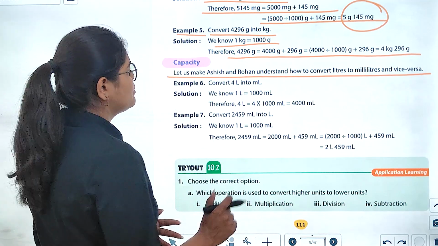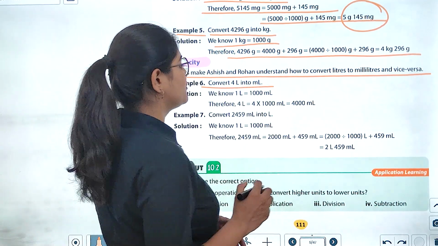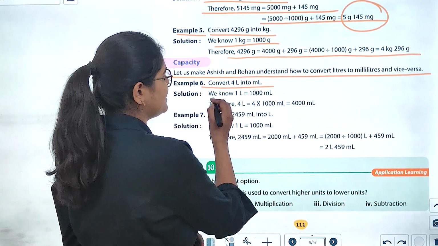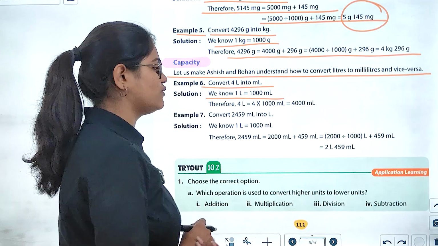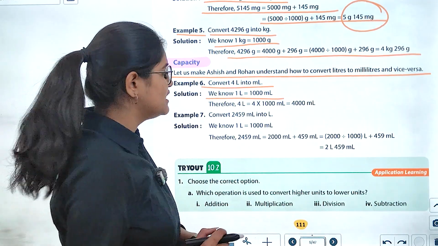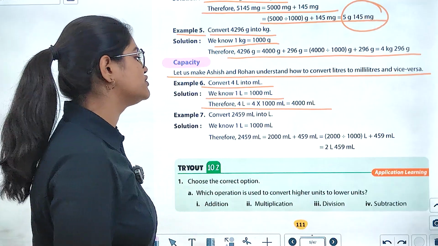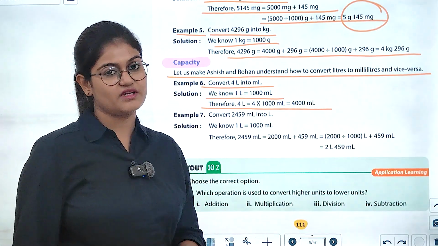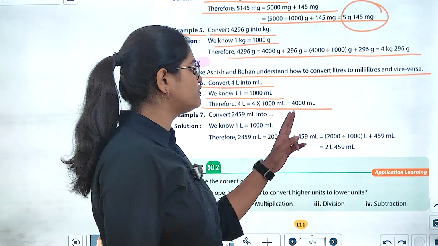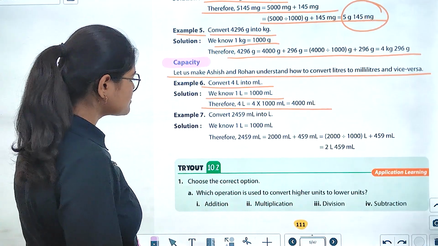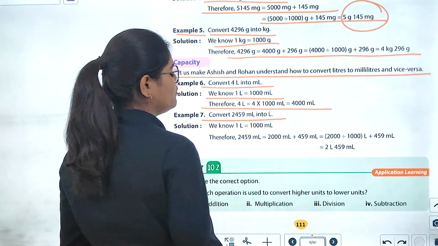So let's take the help of examples, which says convert 4 liters into milliliters. As we all are aware, 1 liter is equal to 1000 milliliters. Therefore 4 liters is equal to 4 into 1000 milliliters, right? Which is equal to 4000 milliliters. Correct?